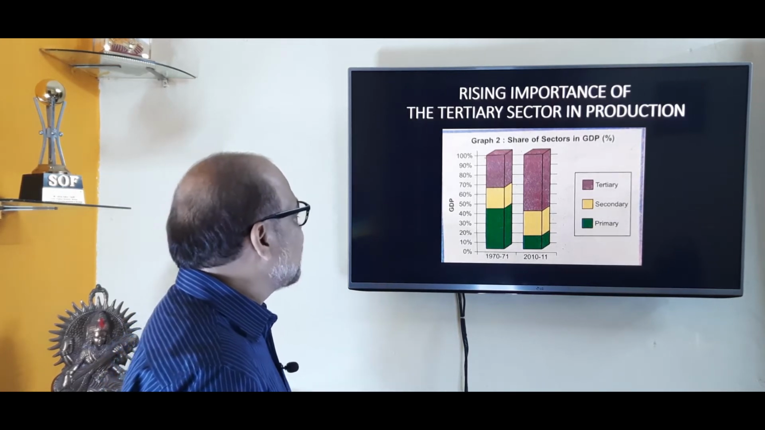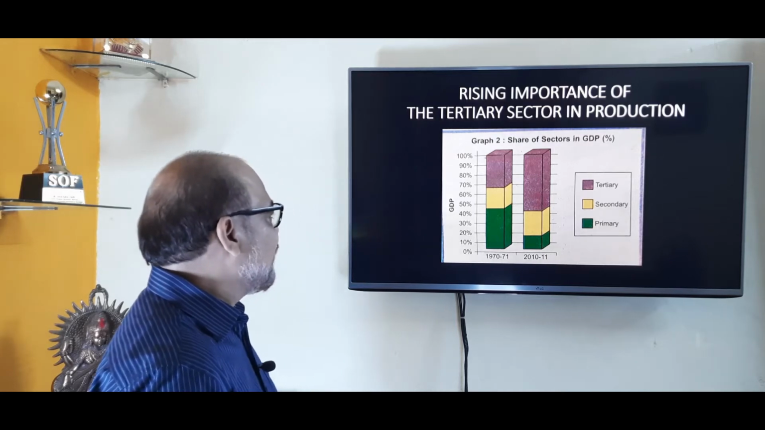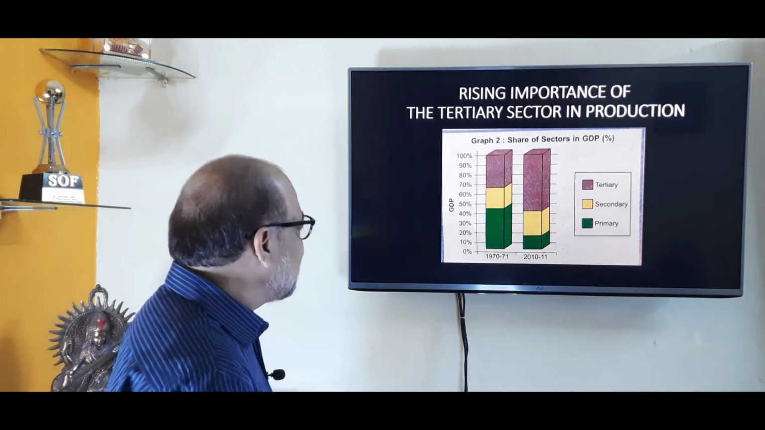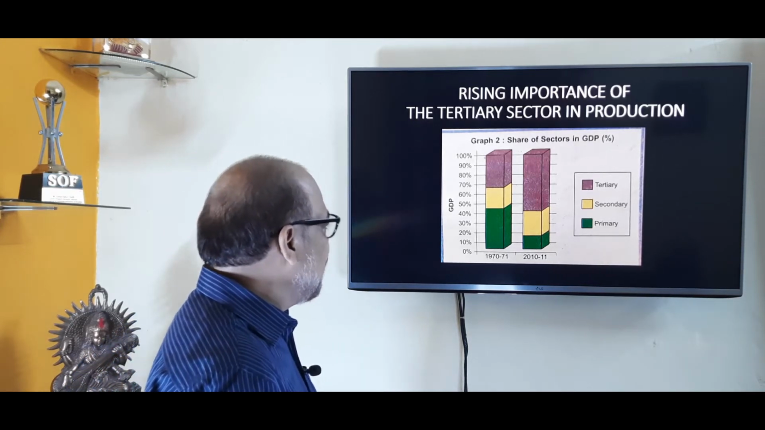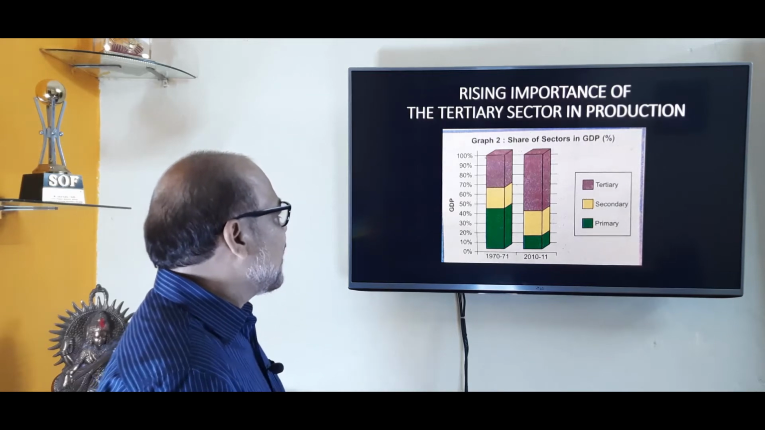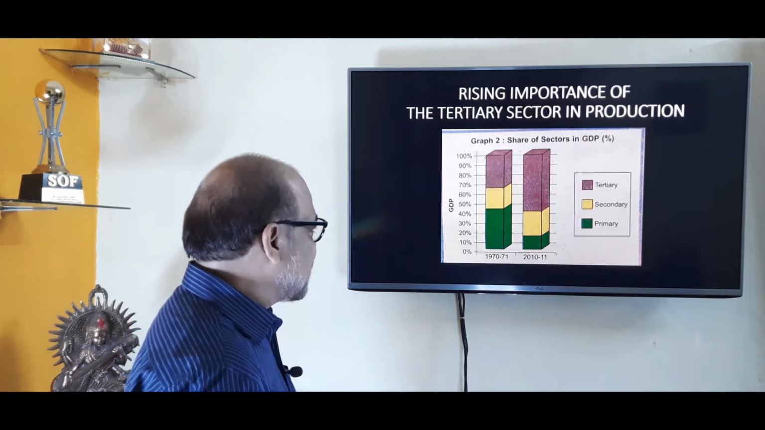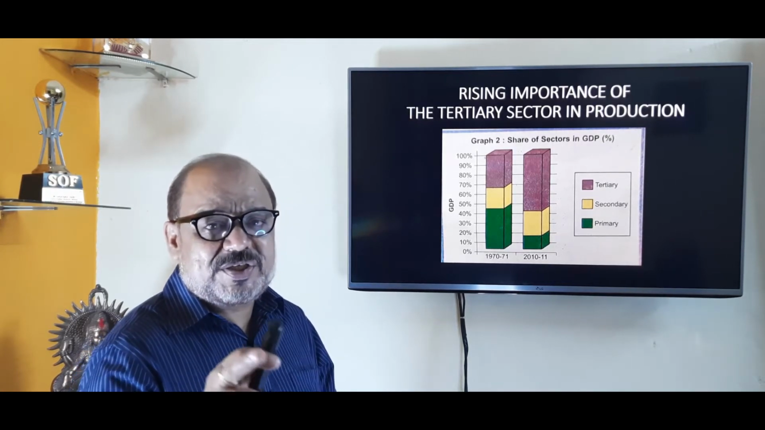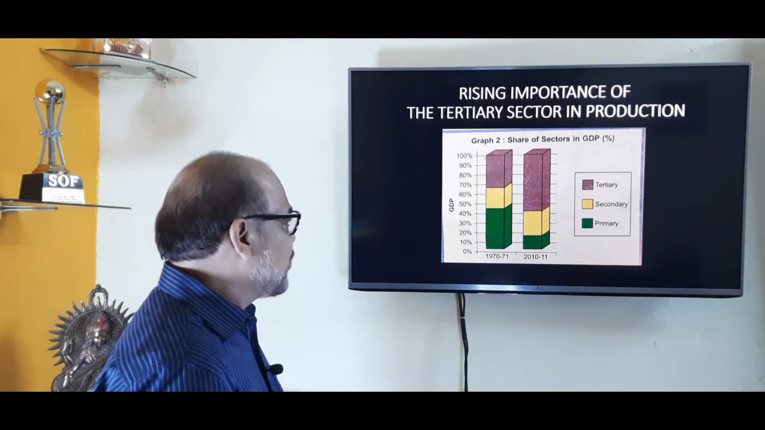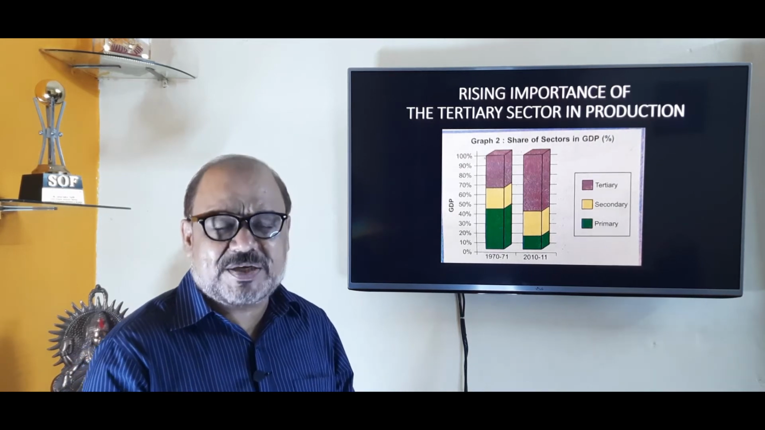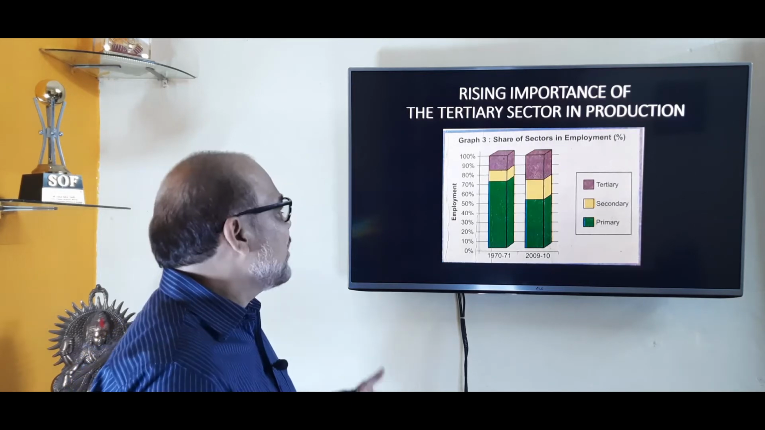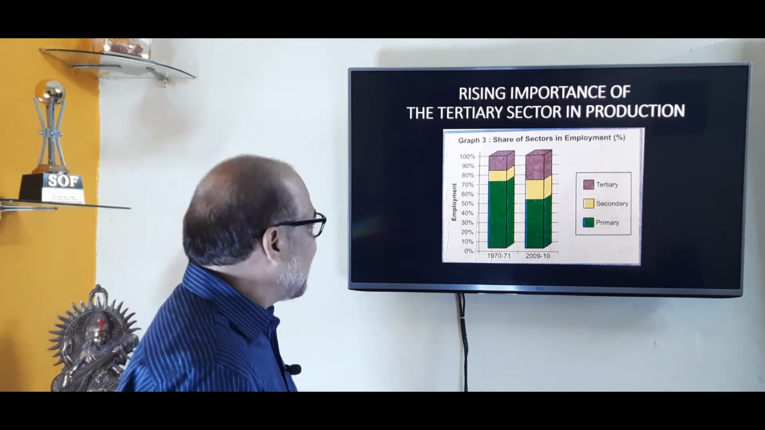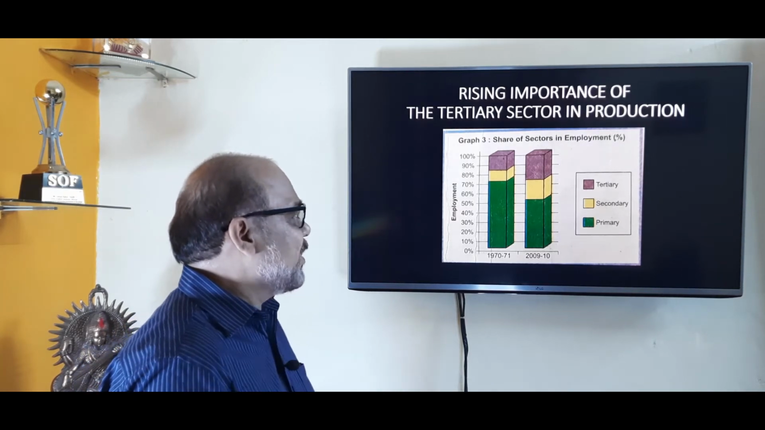Rising importance of the tertiary sector in production. This is graph number 2, share of sectors in GDP in percentage. When we observe this graph, we come to know that as far as the GDP in percentage is concerned, here also the tertiary sector has improved its performance in comparison to the secondary sector and the primary sector.